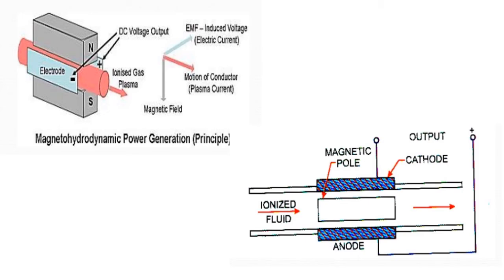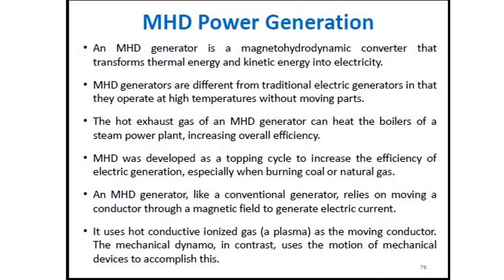And there is another figure showing the ionized fluid passing through the magnetic poles, getting the output voltage. So an MHD generator is a magneto-hydrodynamic converter that transforms thermal energy and kinetic energy into electricity. So thermal energy and kinetic energy is getting converted into electricity.